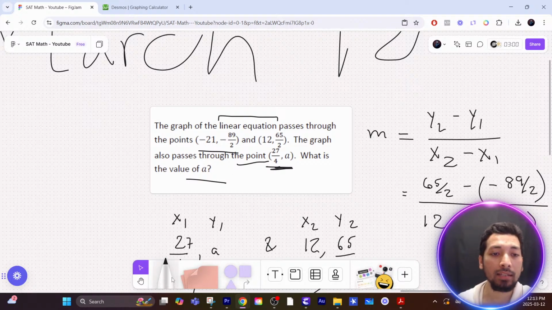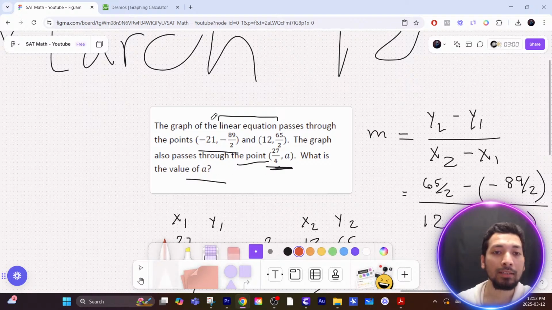Now we know that we have a graph of a linear equation. So whenever we have a linear equation, that means we have a straight line, and for a straight line the slope is the same. So if you have 3 points, the slope between these 2 points is going to be the same as the slope between these 2 points. So in this case, we have these 3 points and we don't know the value of this a. So what we'll be doing is we'll find the slope between these 2 points.